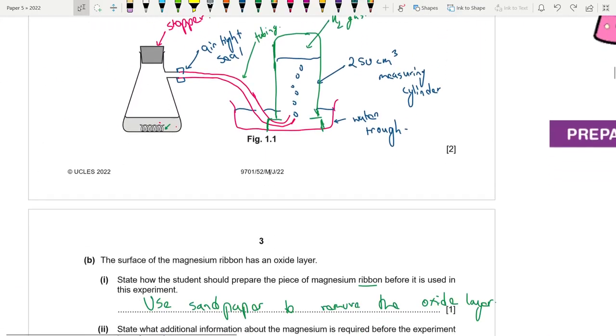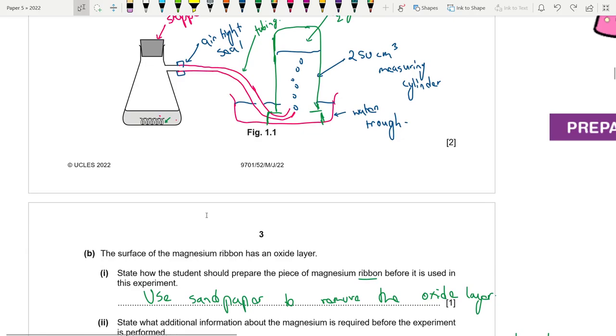All right. Moving on. The surface of magnesium ribbon has an oxide layer. Basically, remember aluminium oxide has a layer which makes it unreactive. It doesn't dissolve in water. Similarly, magnesium might actually react with the oxygen in air to form an oxide layer. So state how the student should prepare the piece of magnesium ribbon before it is used in this experiment.